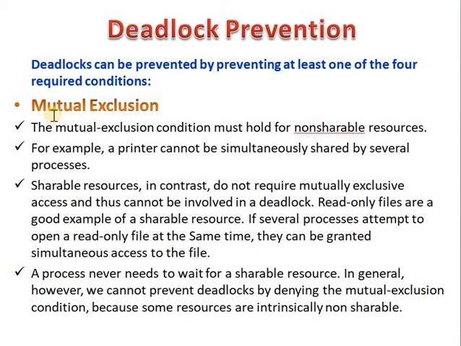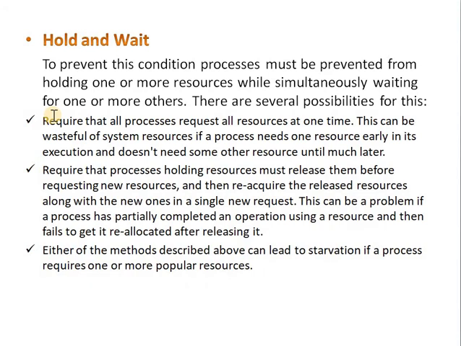In short, the mutual exclusion condition tells that one or more resources are in a non-shareable mode for any process in the operating system. That means only one process can use that particular resource at a time. This is the mutual exclusion condition. Then the next condition is hold and wait.